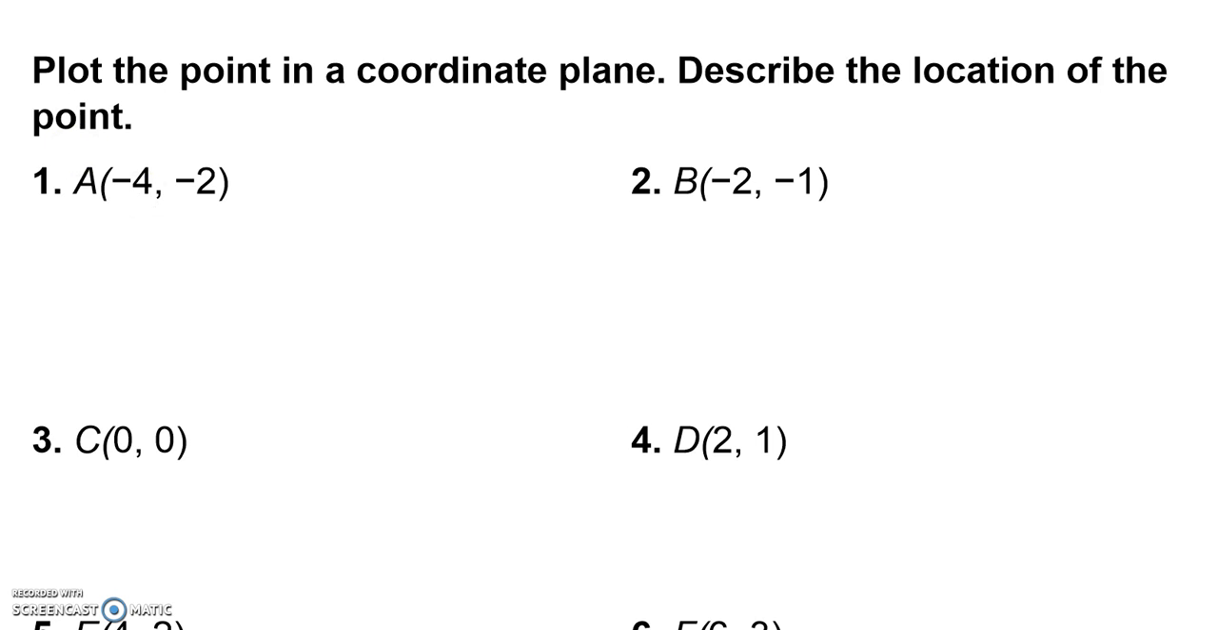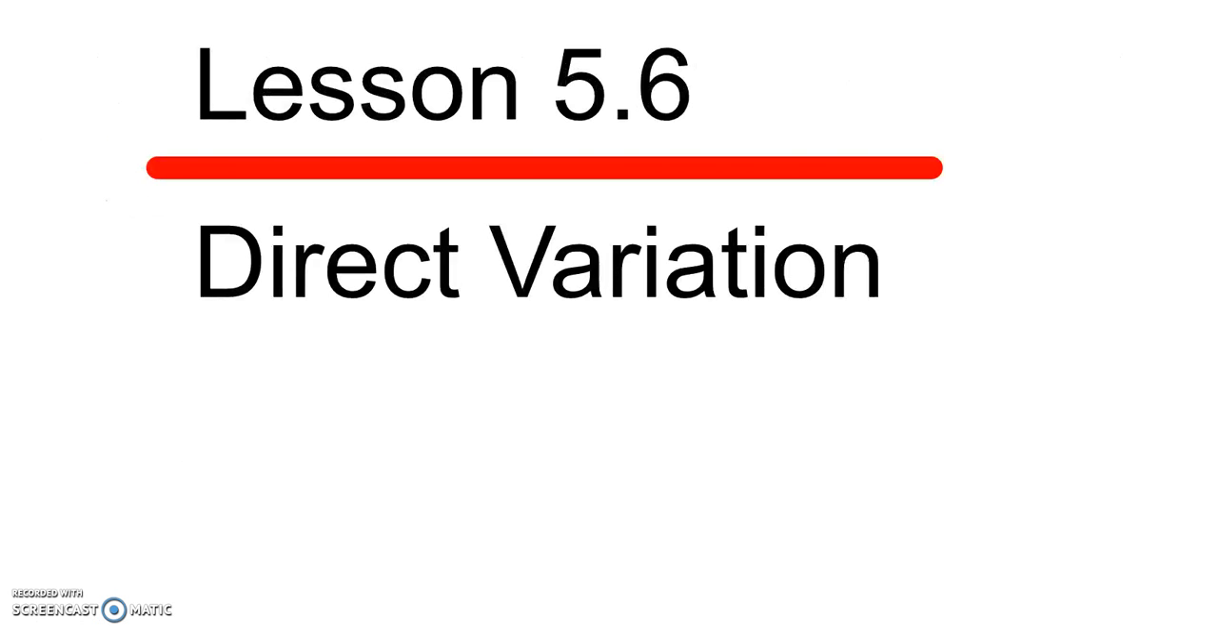Okay, so this is lesson 5.6, direct variation. And I think this is the last lesson of chapter 5. Oh my gosh, we're going through this stuff so quickly, and I'm so proud of all of you. You guys are doing amazing.